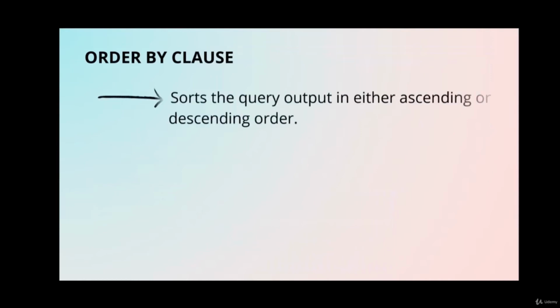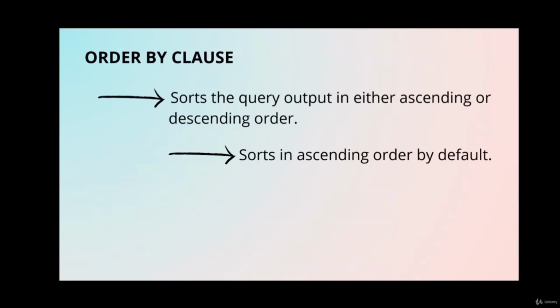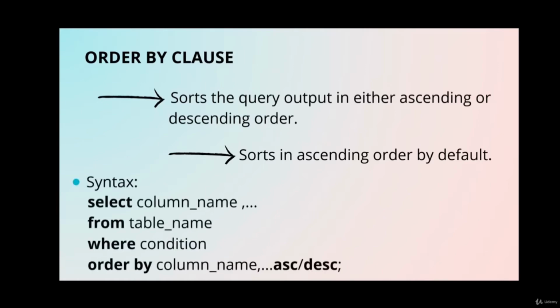Next clause is the order by clause. Order by clause is used to sort the output in either ascending or descending order. If you don't specify which order you want, ascending or descending, then it will sort in ascending order by default. The syntax for order by clause is select column name from table name where condition and then order by ascending or descending.